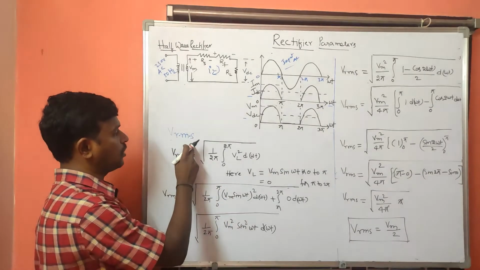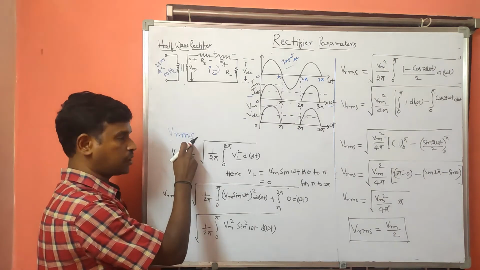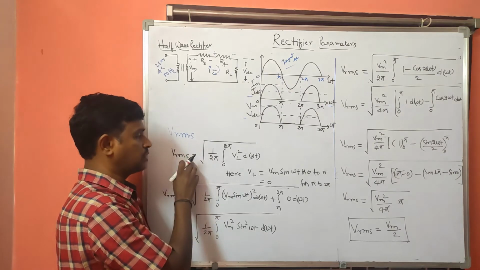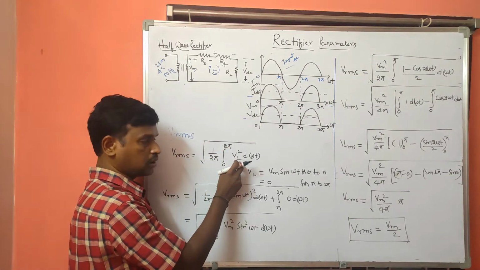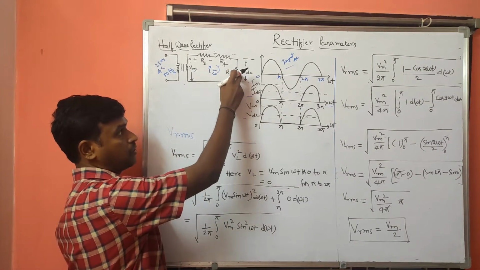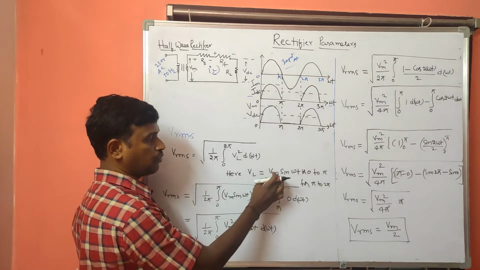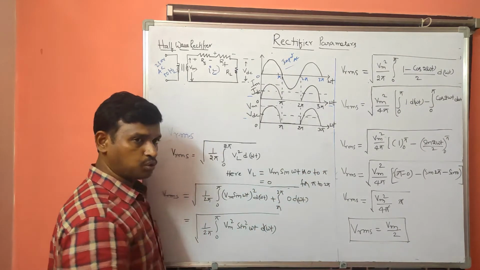Now we have the calculation of Vrms, the root mean square value for the voltage. Vrms is equal to the same formula, the square root of 1 by 2 pi, integral from 0 to 2 pi of VL square, the output voltage across the load, d omega t. Here VL is equal to Vm sin omega t for 0 to pi, and 0 for pi to 2 pi.